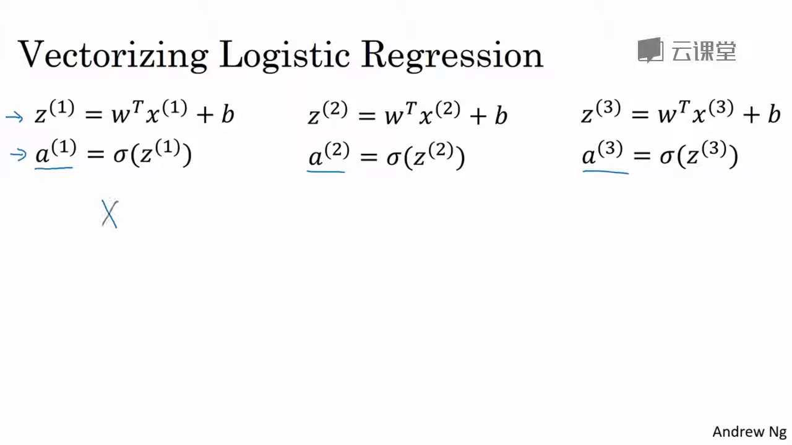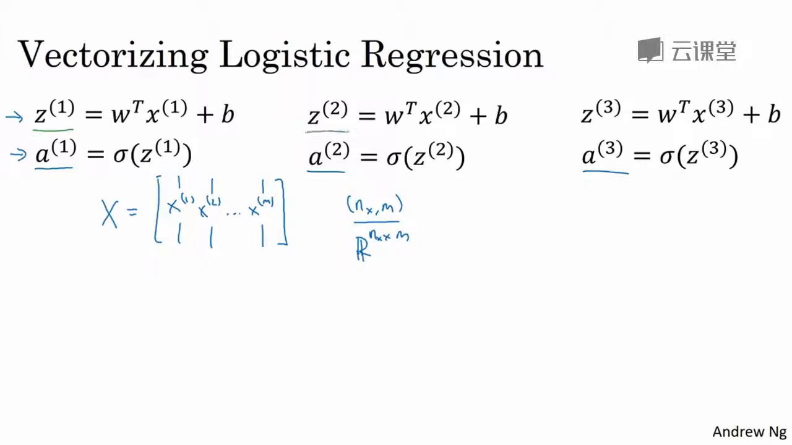First, remember that we defined the matrix capital X to be your training inputs, stacked together in different columns like this, right? So this is a matrix that is an nx by m matrix. I'm writing this as a Python NumPy shape, but this just means that X is an nx by m dimensional matrix. Now, the first thing I want to do is show how you can compute Z1, Z2, Z3, and so on, all in one step. In fact, with one line of code.